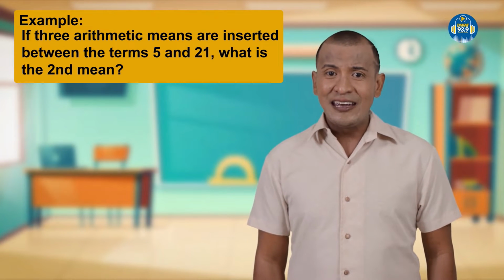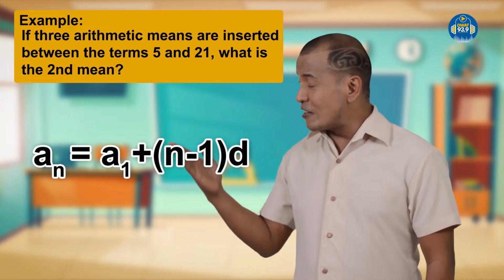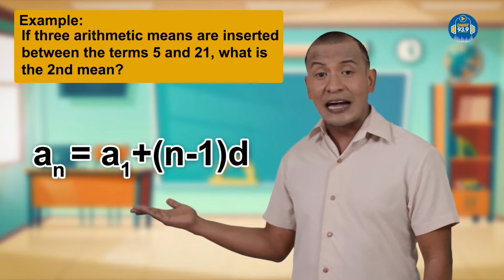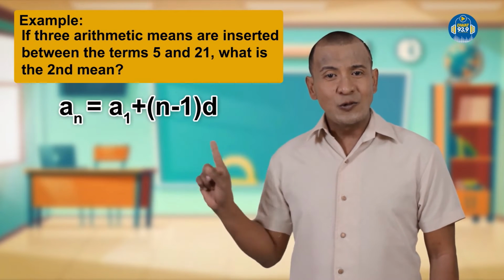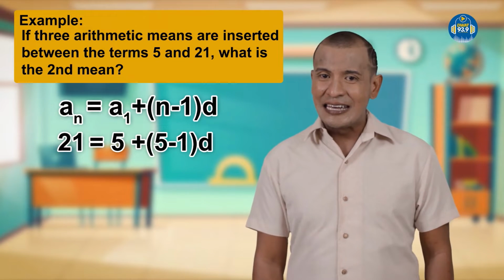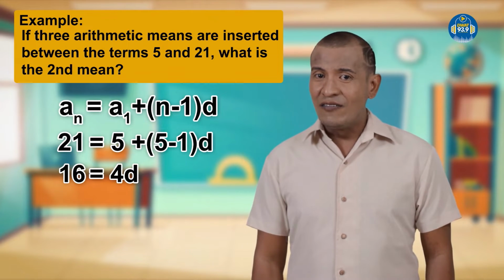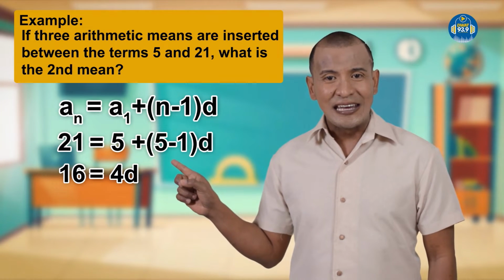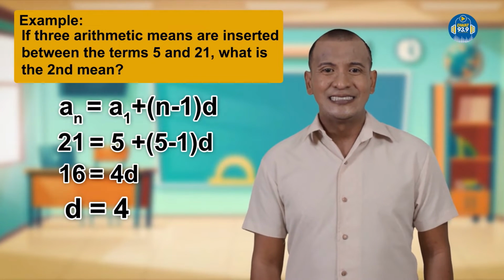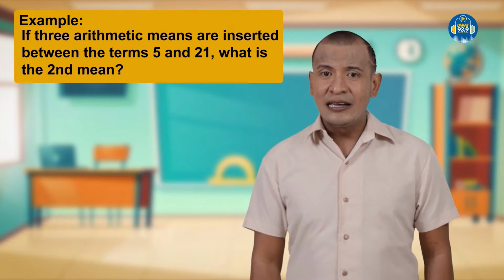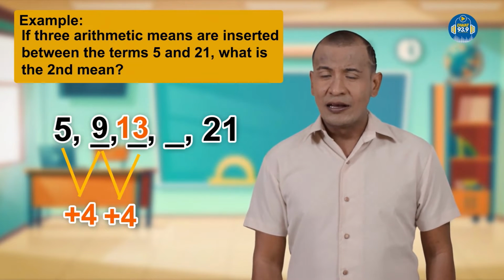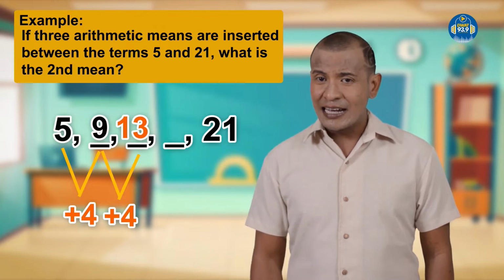So solving for d, using the formula a sub n equals a sub 1 plus n minus 1 times d, we have 21 equals 5 plus 5 minus 1 times d. Simplifying, we have 16 equals 4d. Simplifying further, we have d equals 4. To obtain the second mean, simply add the common difference 4 to the first term. Therefore, the second mean is 13.